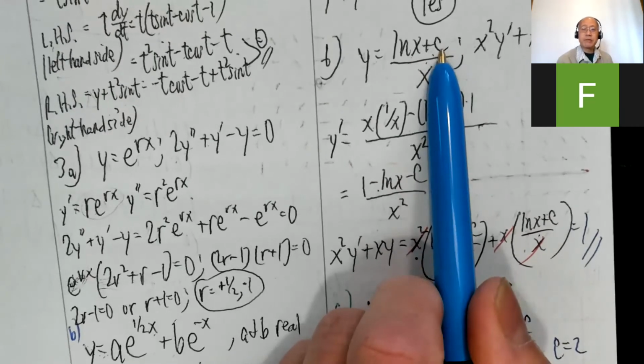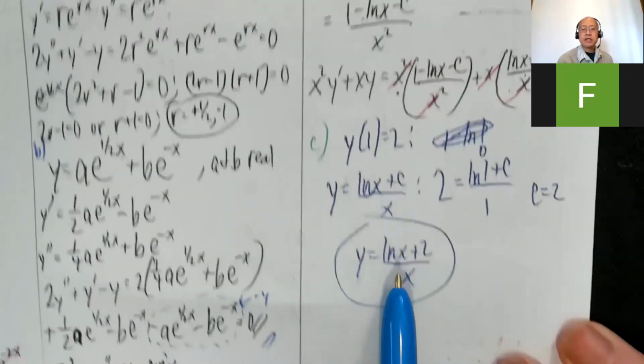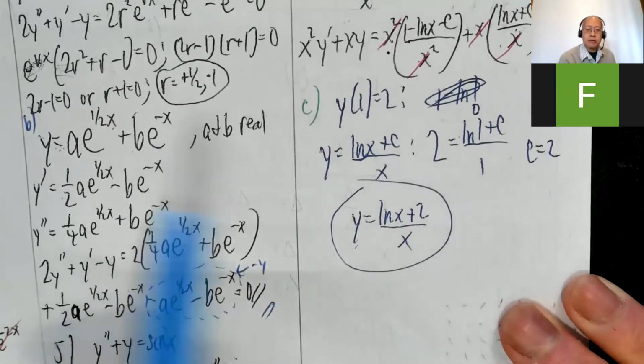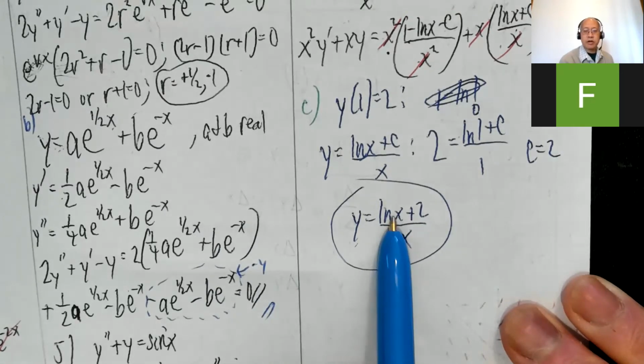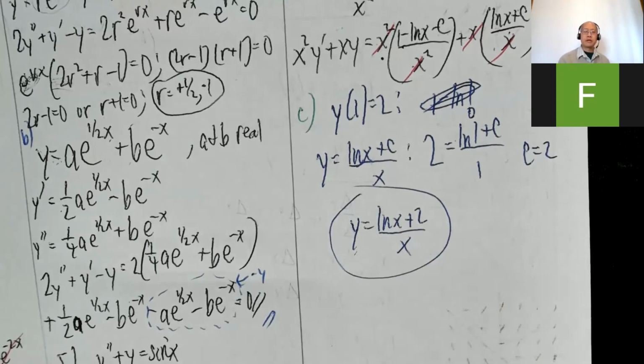See, when you write it like this, c can be any real number. That's an infinite class of functions. But now, this is just one function that has a property that when you plug in 1, you get 2. Right? You can tell ln 1 is 0 plus 2 divided by 1. You do get indeed 2. Okay. So that's the way that works.